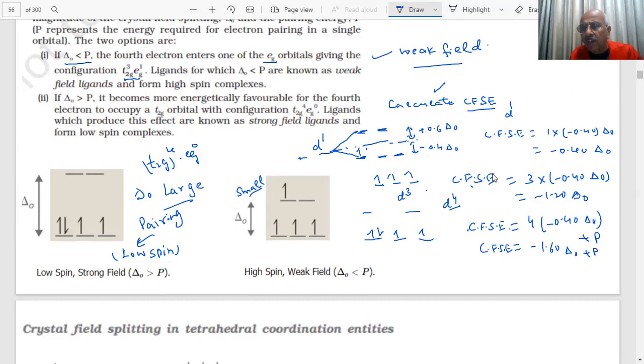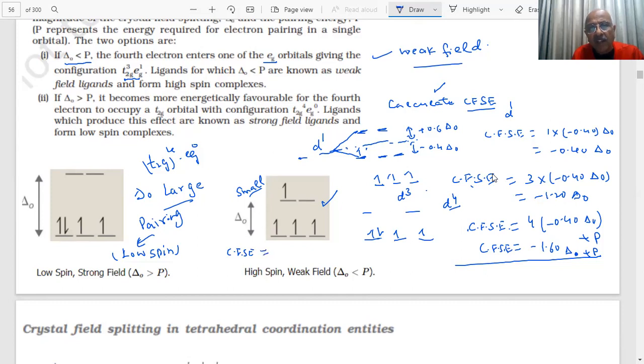These values are available in the book somewhere. What is the value of the pairing energy? Not in the NCERT. And if this is configuration number 2, students, then how will we calculate? For this case, what we have shown here, what will be the value of the crystal field stabilization energy, students?